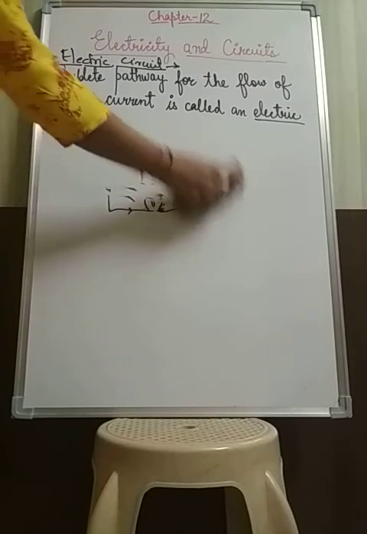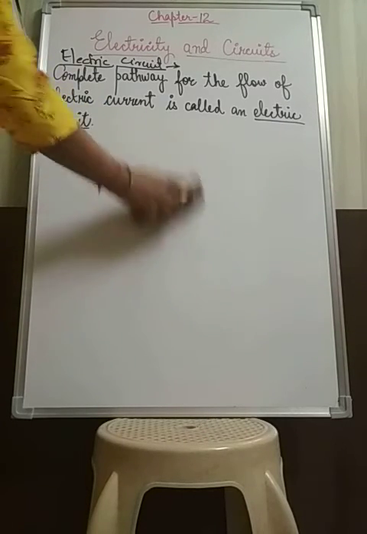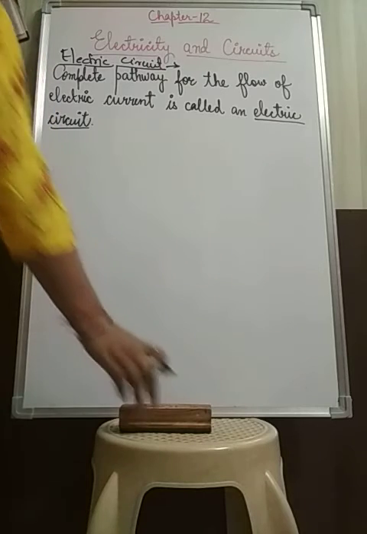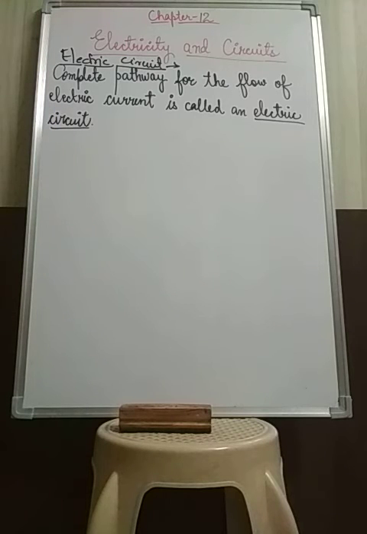So what does it show? It shows that the flow of current needs a complete pathway. When electric current starts flowing from the positive terminal of the cell, it reaches the bulb and consequently the filament of the bulb glows. Here the filament also provides a path.